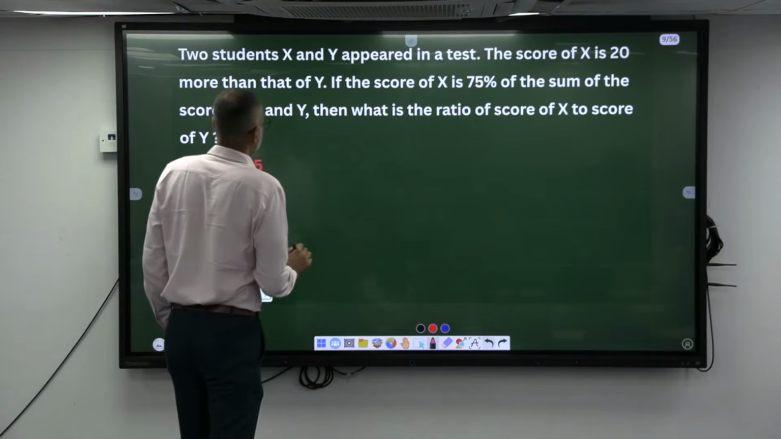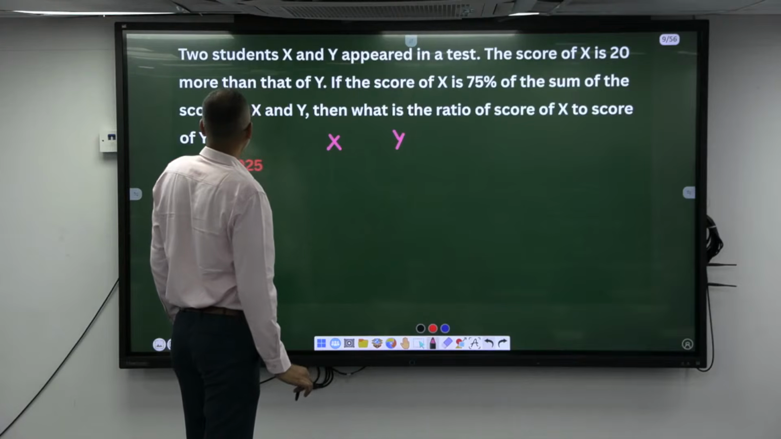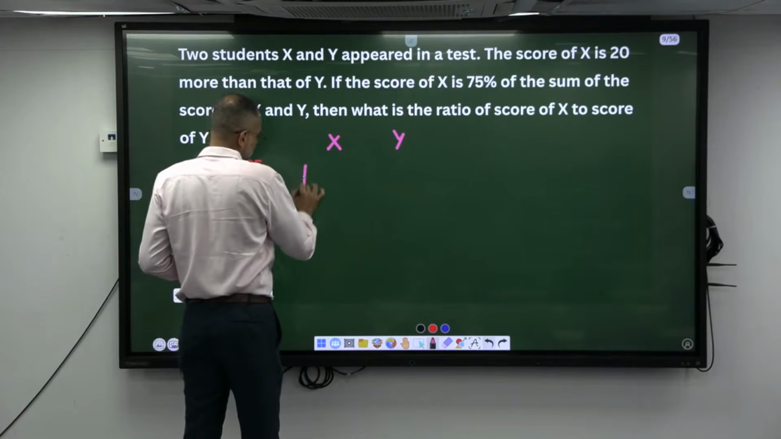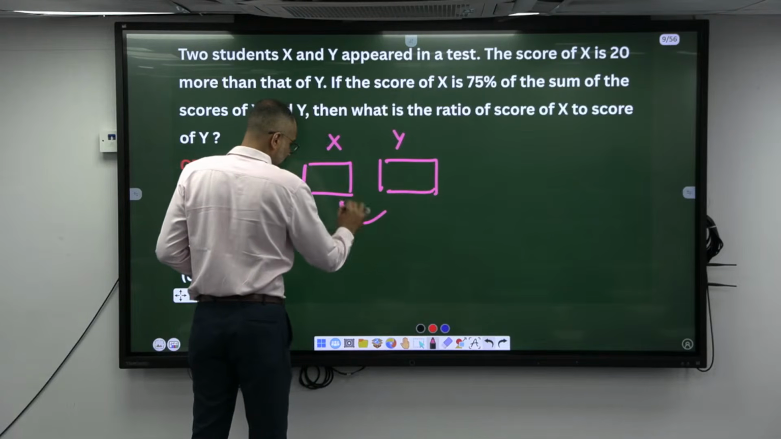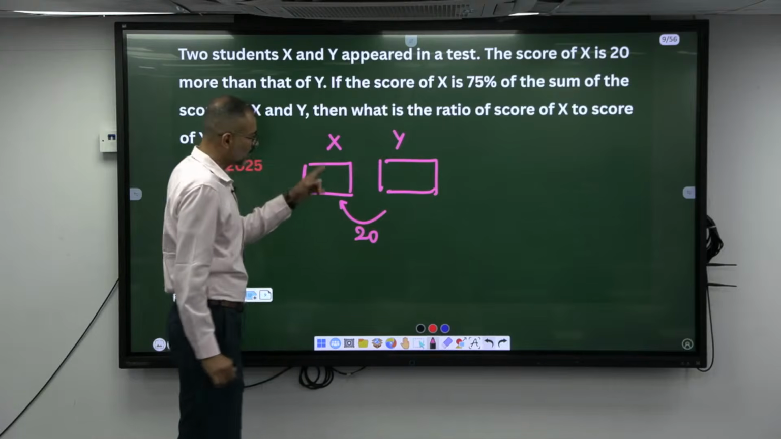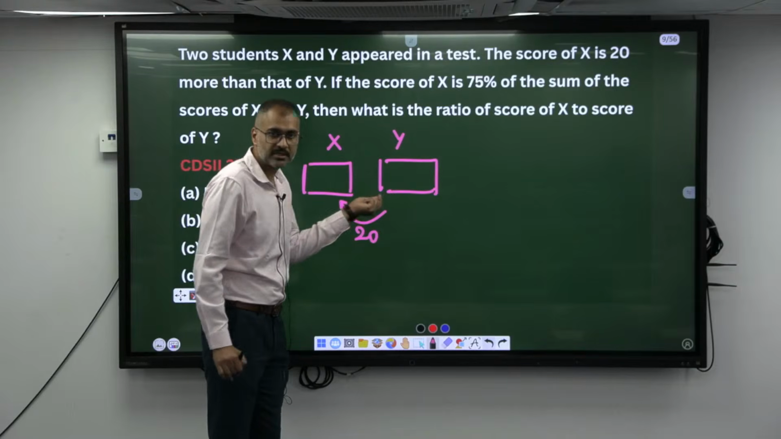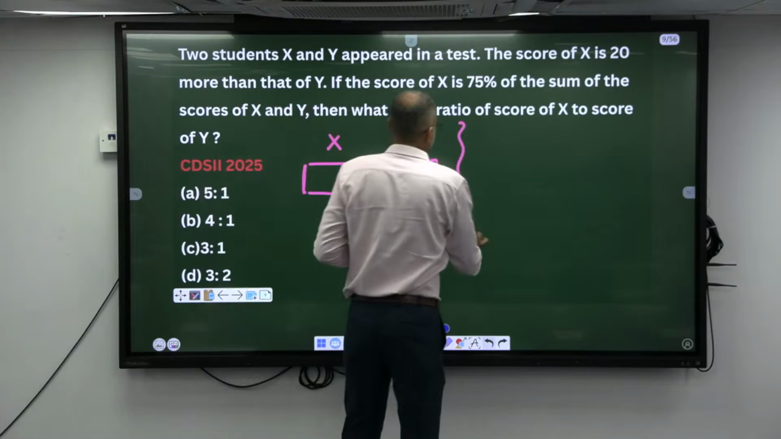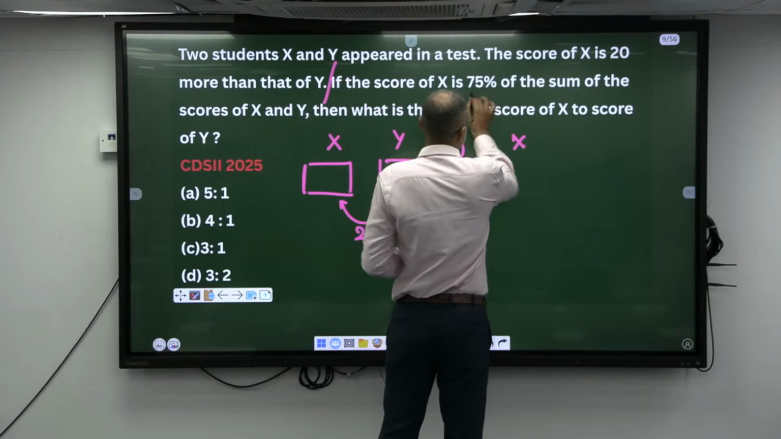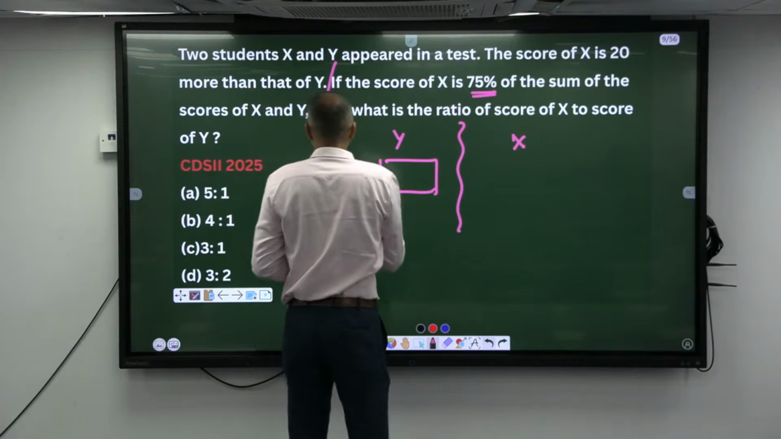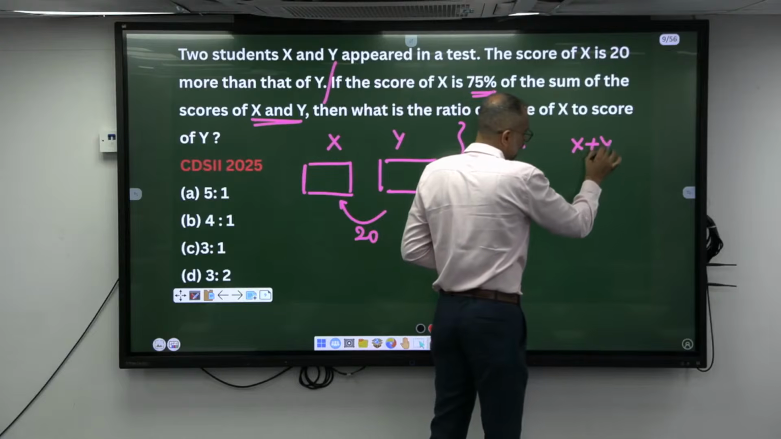See, 2 students are there, x and y. The score of x is 20 more than that of y. These are their scores. We don't know the squares. But we know x is 20 more, so this is the difference in the absolute numbers, that is marks. And again he says the score of x is 75% of the sum of the scores of x and y. So this is the comparison of x and x plus y.